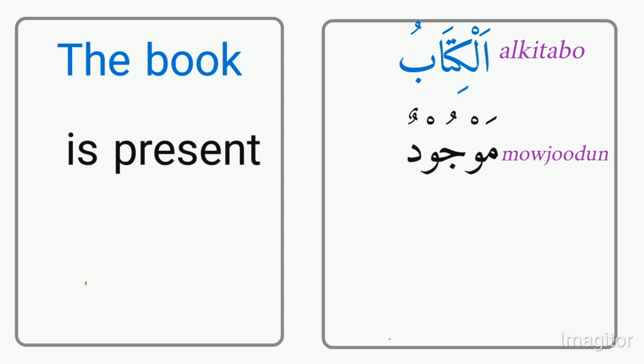Here, al-kitab is the subject while موجود is the predicate. Subject al-kitab is definite using al, while predicate موجود is indefinite taking tanween. Now we are adding a prepositional phrase to the predicate, making the sentence a little longer. This will be our today's lesson.